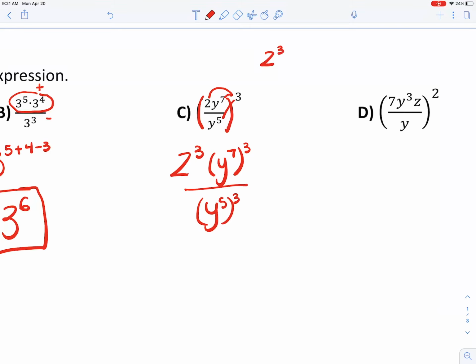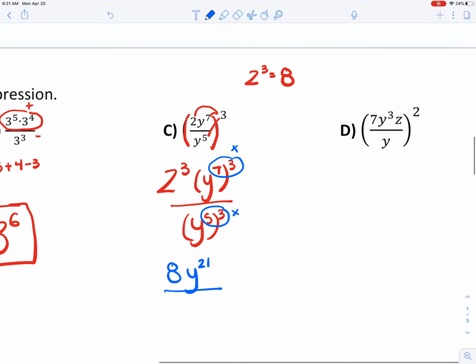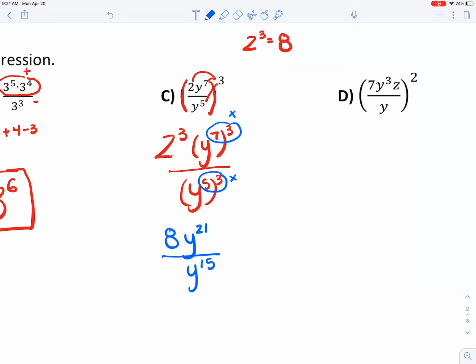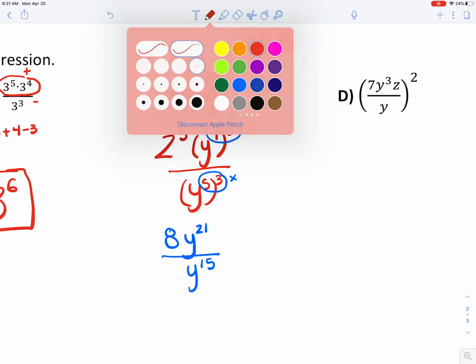All right, so let's take a look here. 2 to the third, if I wanted to simplify that, that's 2 times 2 times 2, which is 8. Okay, and then with these, right now it's a power to a power, so that means we multiply them. So we're going to have 8, and then 7 times 3 is 21, so we get 8 y to the 21 over, and then similarly on the bottom, we've got a power to a power, so that means we multiply. 5 times 3 is 15. So this is y to the 15.